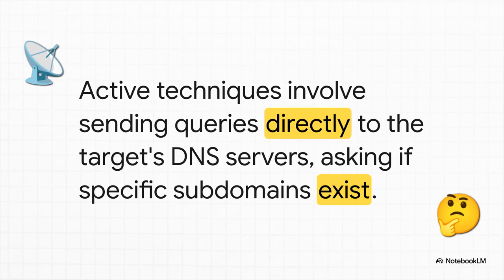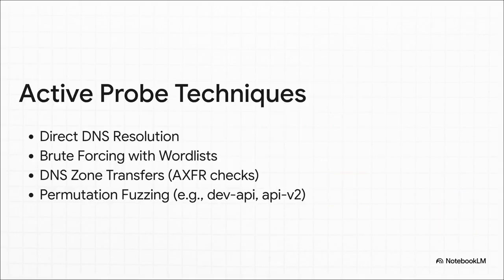So what are we actually doing here? Well, active techniques involve sending queries directly to the target's own DNS servers. We're basically asking them questions like, hey, does dev-api.example.com exist? We're not observing from afar anymore. We are actively poking their infrastructure. We can ask these questions in a few different ways. We can brute force common words from a list. Or we can try to find a DNS zone transfer, which is like this rare jackpot where a misconfigured server just hands over its entire list of subdomains.